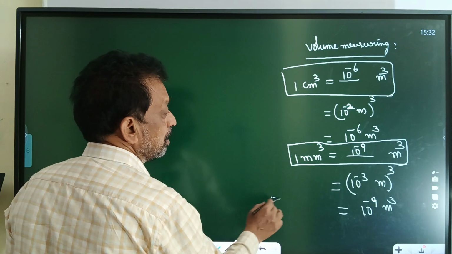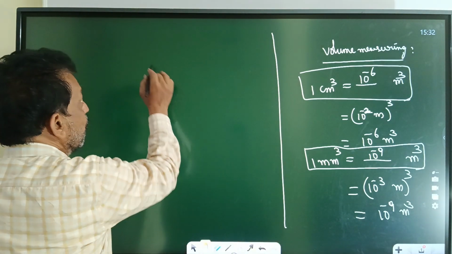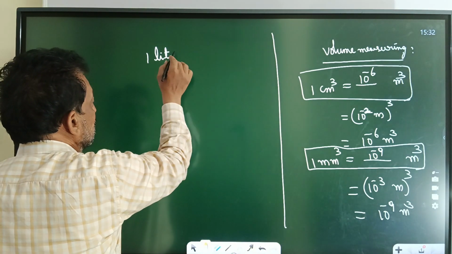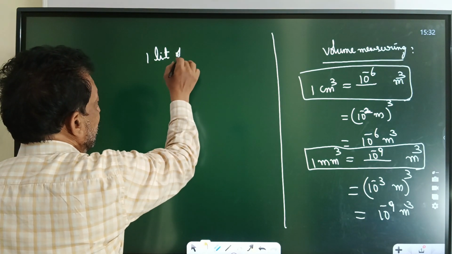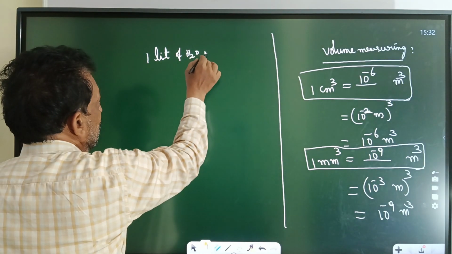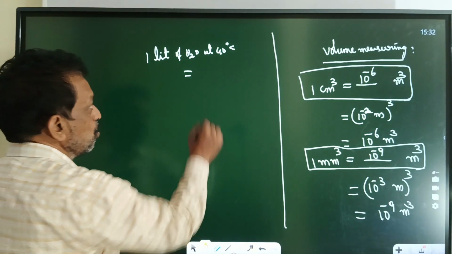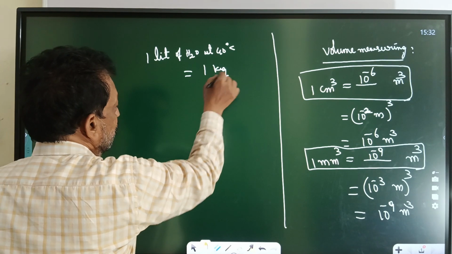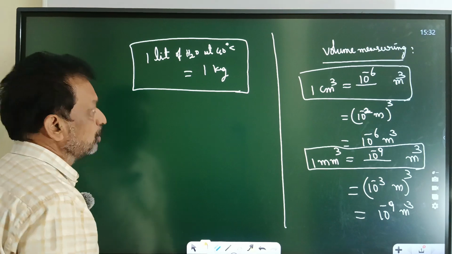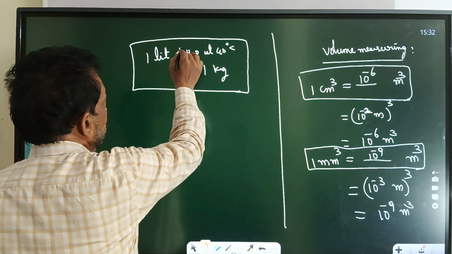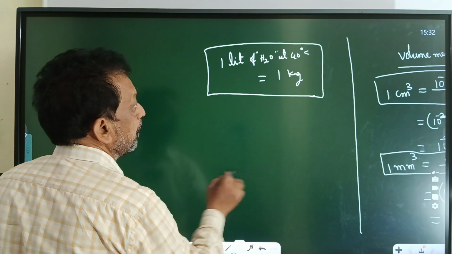And one more most important is 1 liter. 1 liter of H2O at 4 degrees centigrade gives you 1 liter volume is equal to 1 kg. So this is also volume in terms of mass, in terms of water. So this is very, very important in gases, expansion of gases.